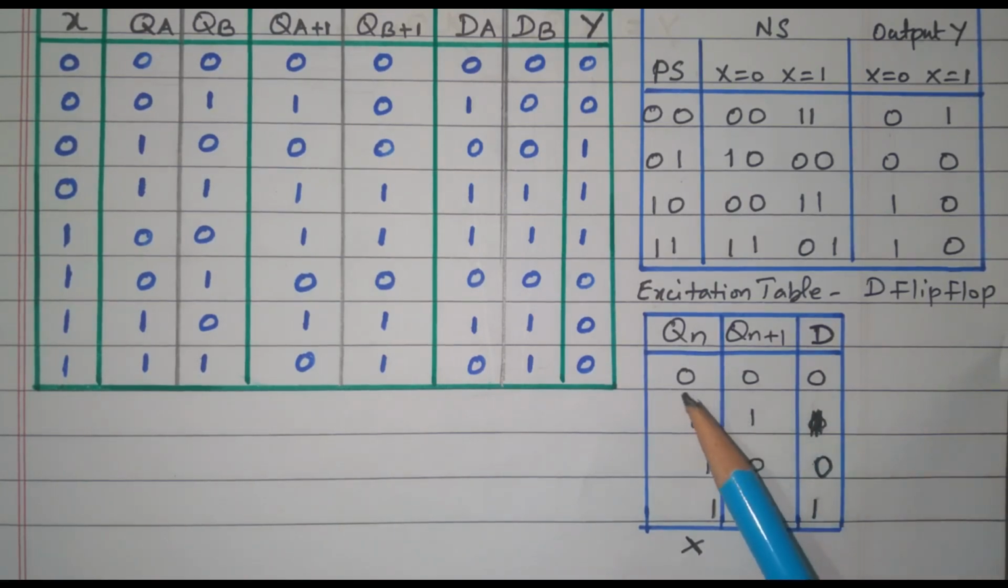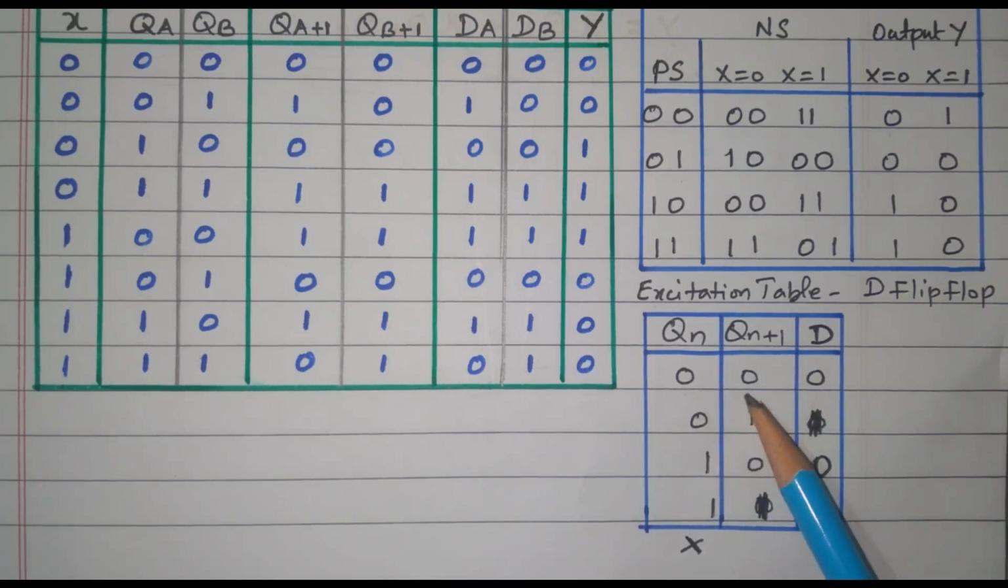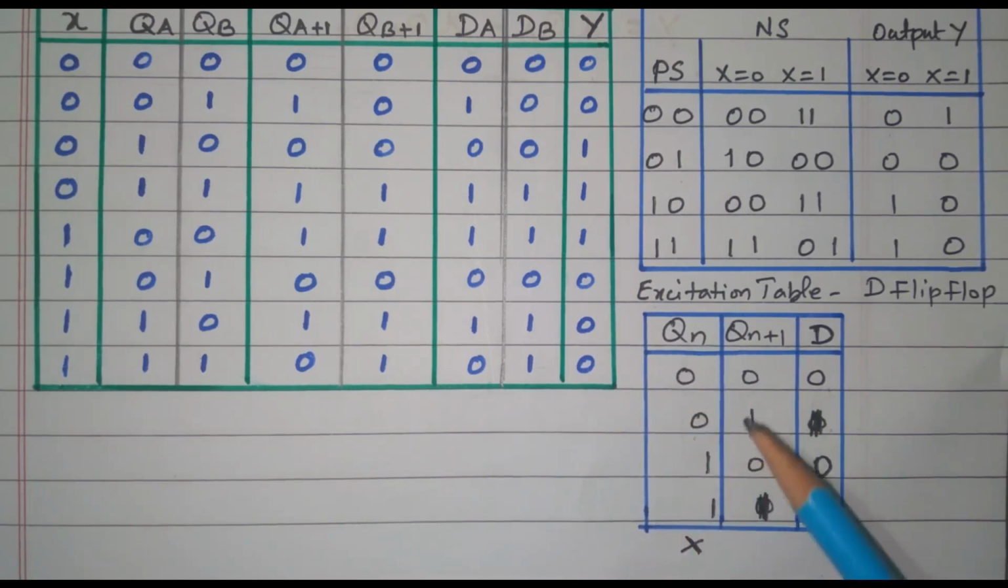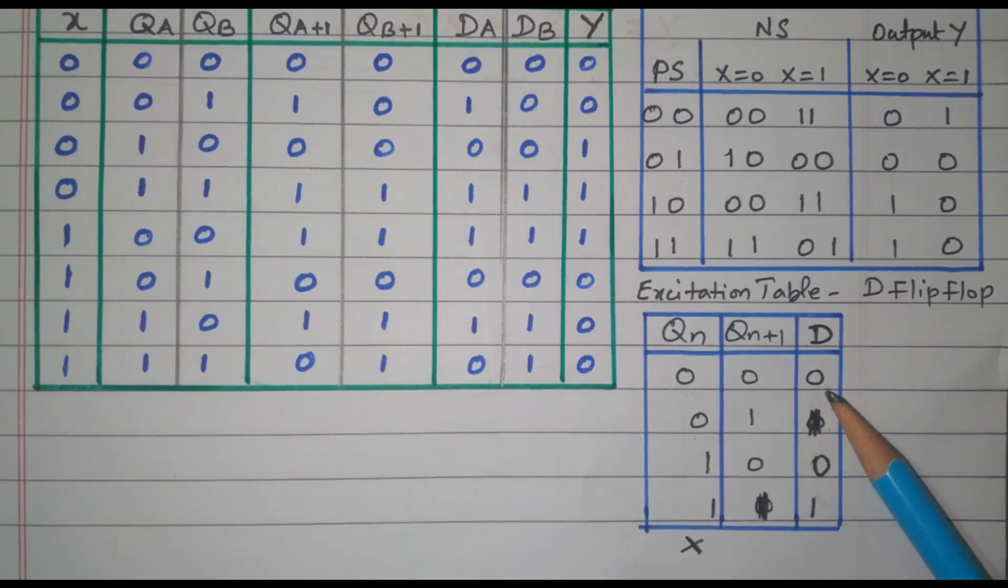For example, 0 0, current state is 0, next state is 0, what is the input of the D flip flop? Current state 0, next state 1, what is the input of the D flip flop, right. In this D flip flop, the current state is not taken into account. What is the value of next state? That is nothing but the input to the D flip flop. Otherwise, the input to the D flip flop will be reflected as the next state. Do not bother about the current state. Whatever may be the current state, the next state purely depends upon the value of the D input.